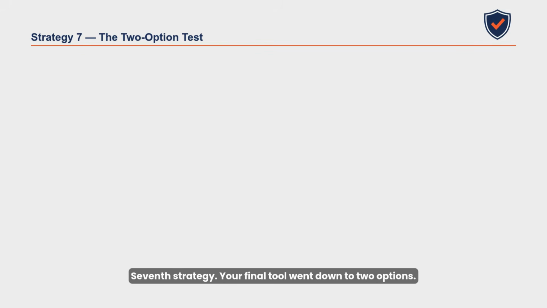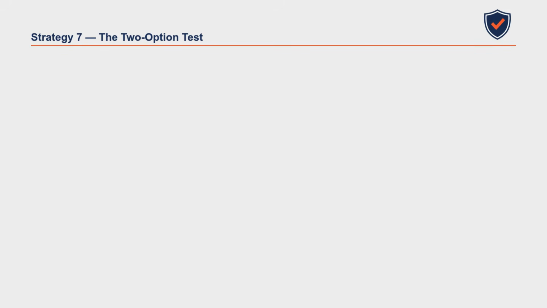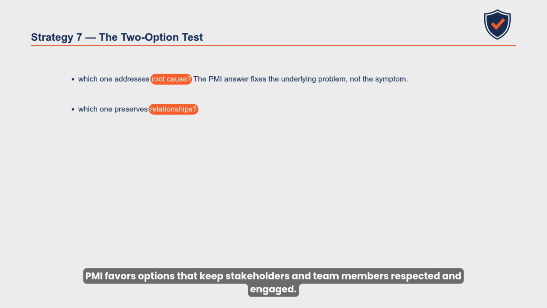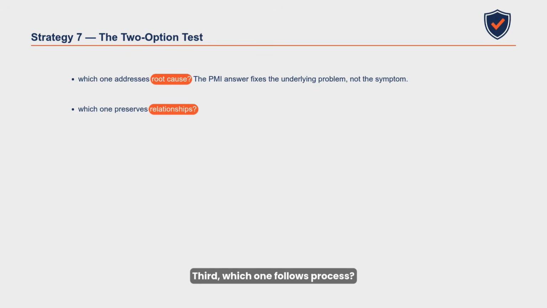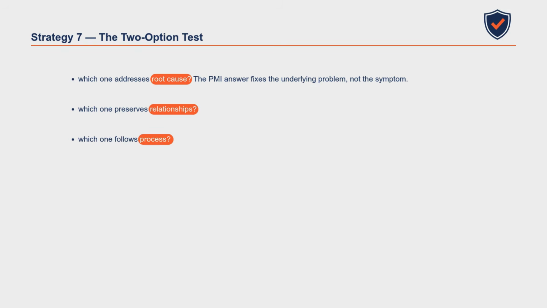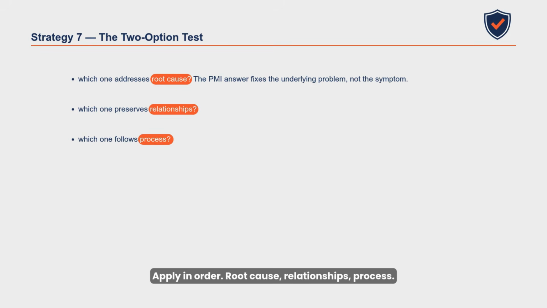Seventh strategy. Your final tool when down to two options. Compare them on 3 dimensions. First, which one addresses root cause? The PMI answer fixes the underlying problem, not the symptom. Second, which one preserves relationships? PMI favors options that keep stakeholders and team members respected and engaged. Third, which one follows process? When both seem reasonable, the option following established process is almost always correct. Apply in order: root cause, relationships, process.